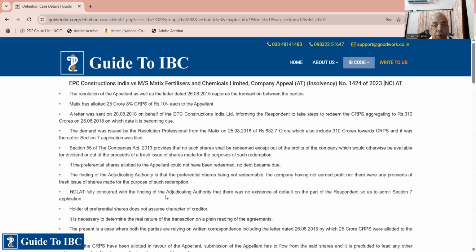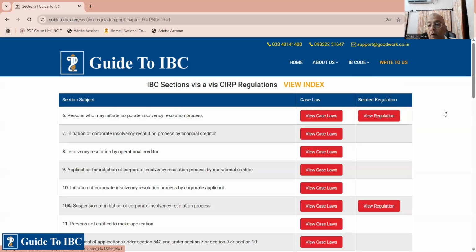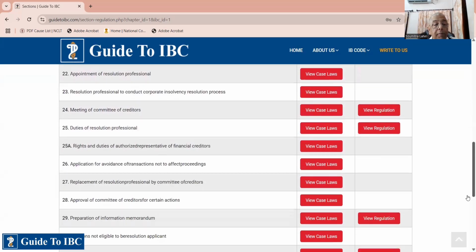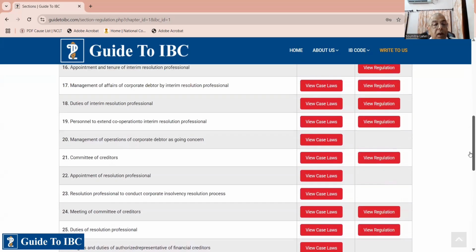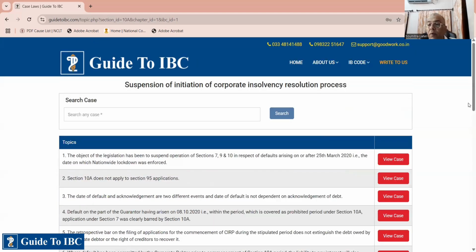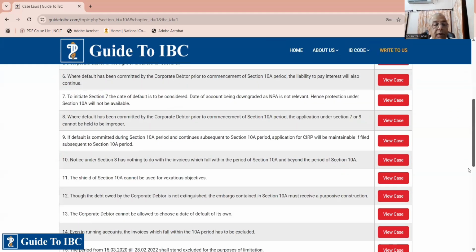So let us switch topic and go to Section 10A. There have been some very good judgments in 10A of late. I'm sorry, I'm having a little cold and cough. I hope by now you are conversant with how to navigate the site.